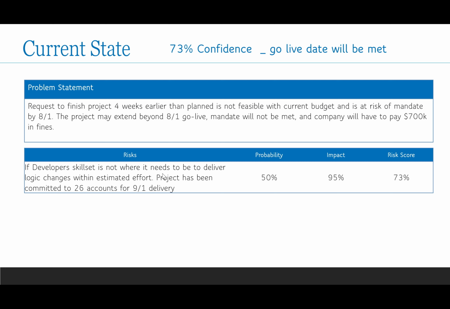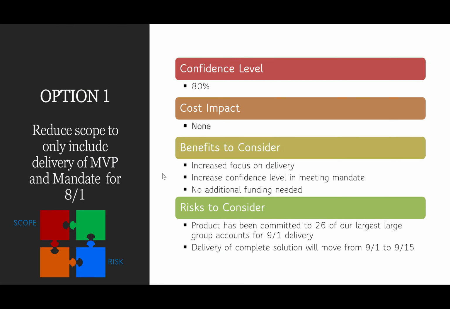You mention your problem statement, which is you have a request to finish your project 4 weeks earlier. If you don't finish 4 weeks earlier, then you have the possibility of paying a $700,000 fine because the mandate wasn't made. And then you can pull in not all of your risk information, but basically you want to pull in the risk, the probability, the impact, and that risk score into this particular slide. And then from there, you're going to dive into options. You need 2 to 3 options and 1 recommendation.